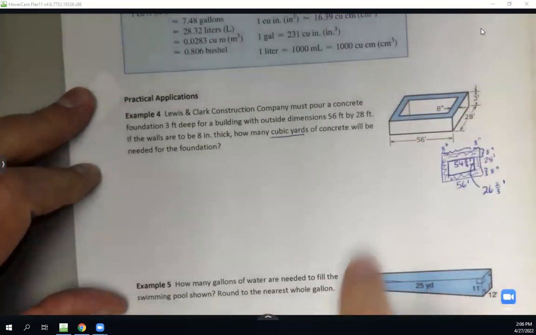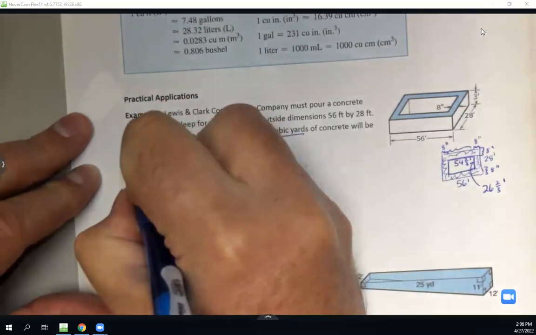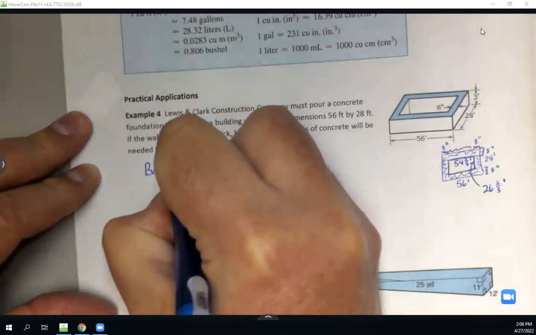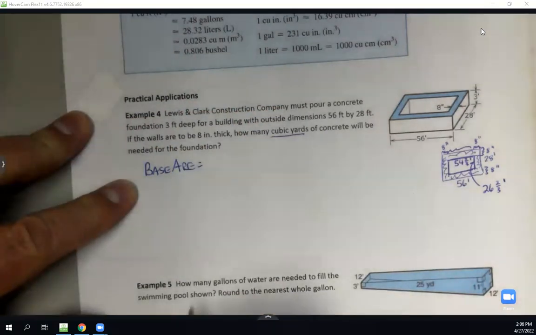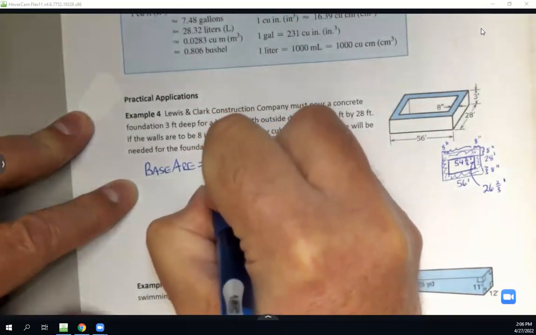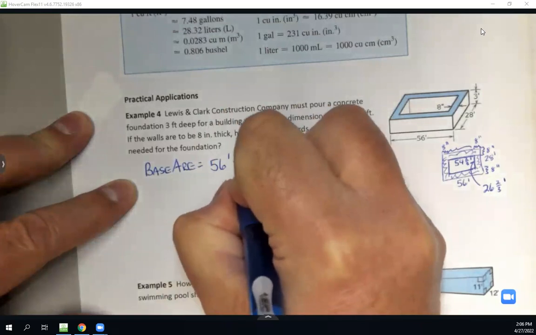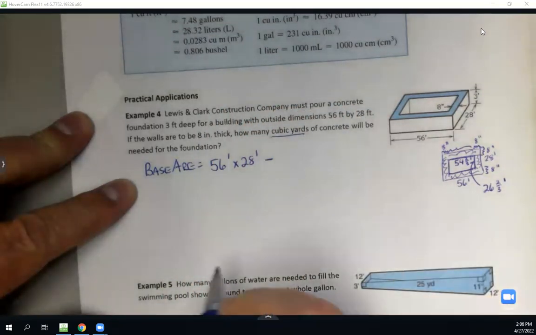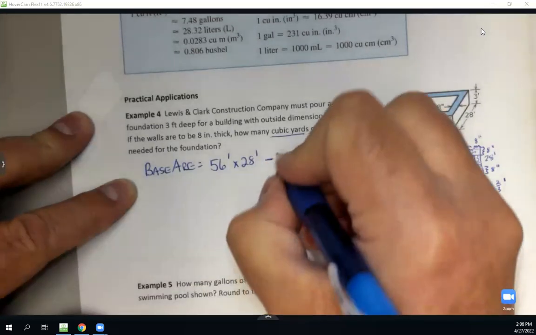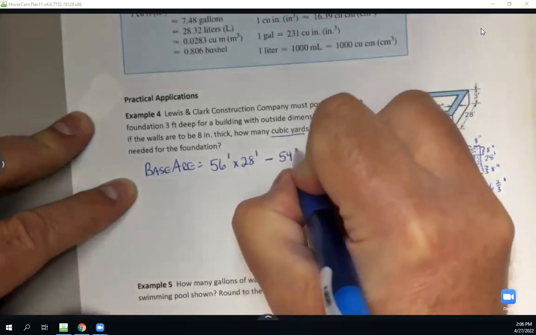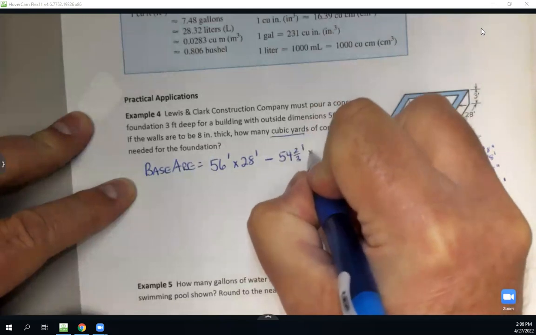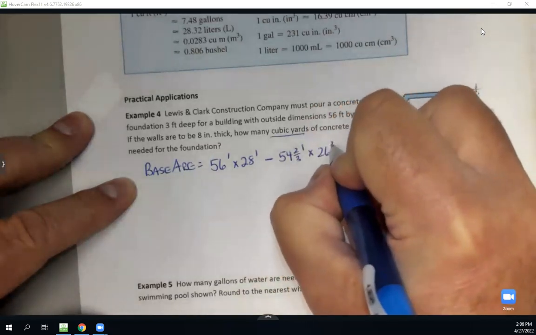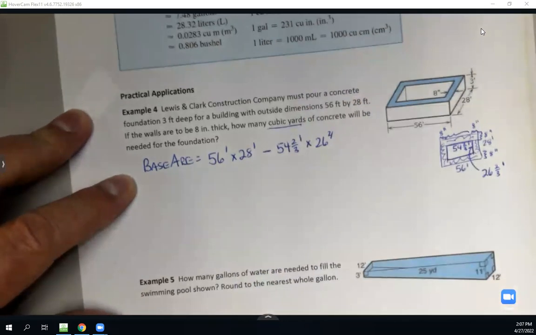So my area, I'm going to say the base area is going to equal 56 feet times 28 feet minus the inside, which is 54 2/3 feet times 26 2/3 feet.